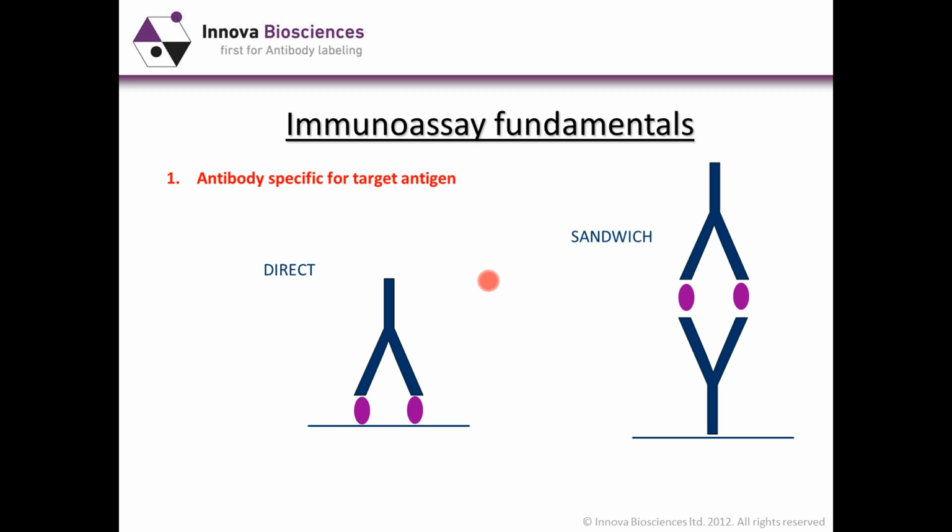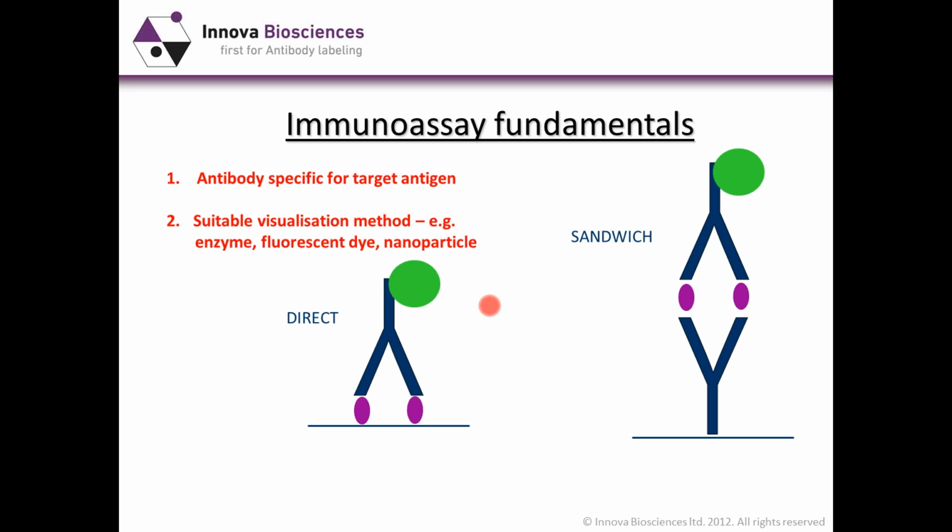Obviously the key thing about any particular immunoassay is you need to be able to visualize those specific antibodies that are binding. To do this, you need a suitable method. That can be an enzyme if you're looking at something like an ELISA assay. It could be a fluorescent dye, or it could indeed be a nanoparticle, such as a gold particle.